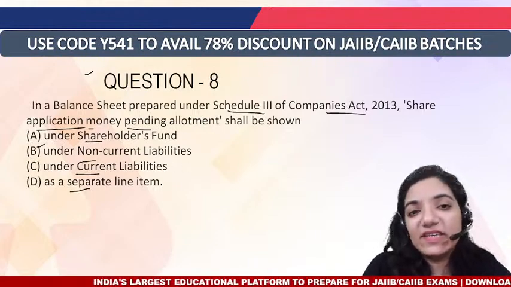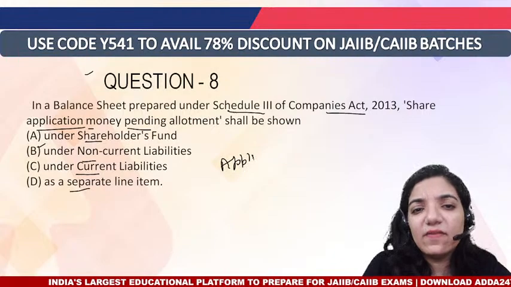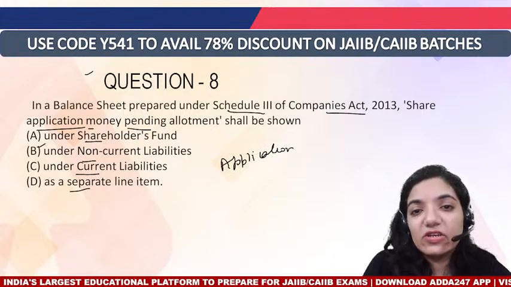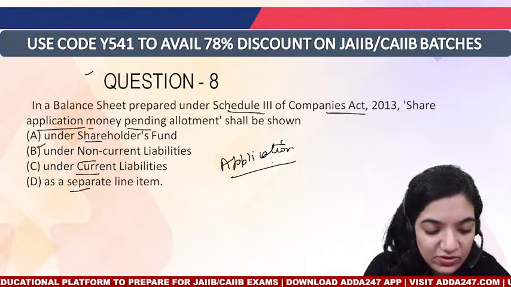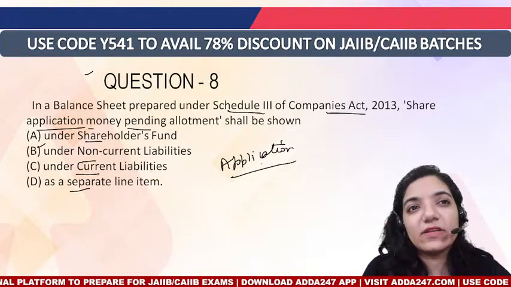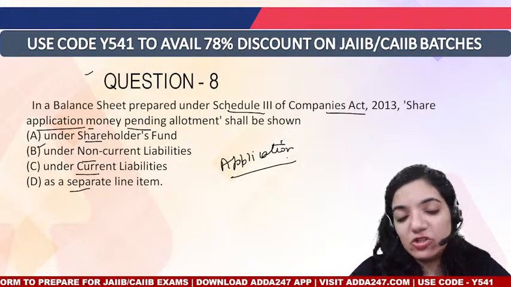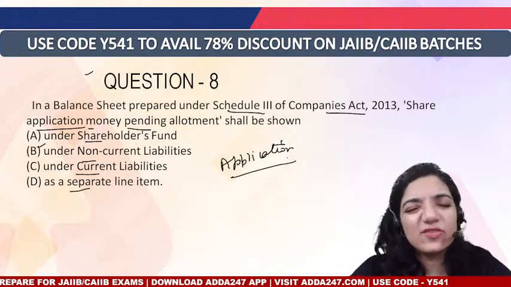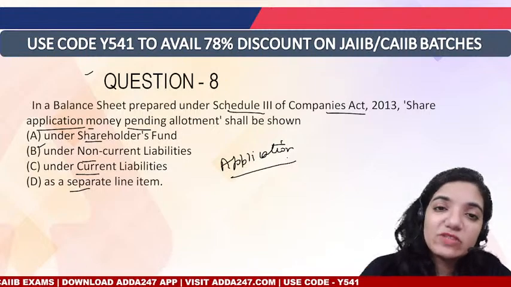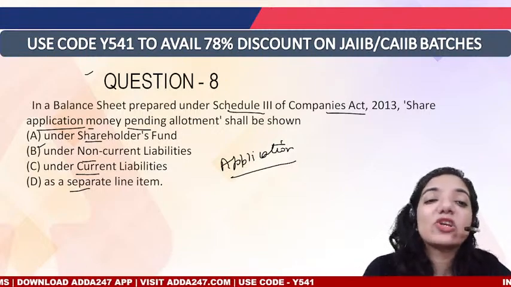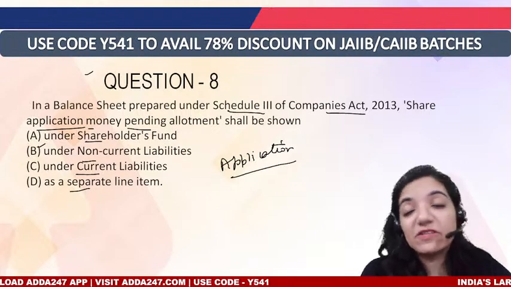Basically, when we receive application money and the end of the year has just arrived, say 31st March, we are not going to create a fuss about allotting the shares right away, because if we do it in a hurry, there would be trouble. So by the end of the year, companies put the application money pending allotment in a specific item.